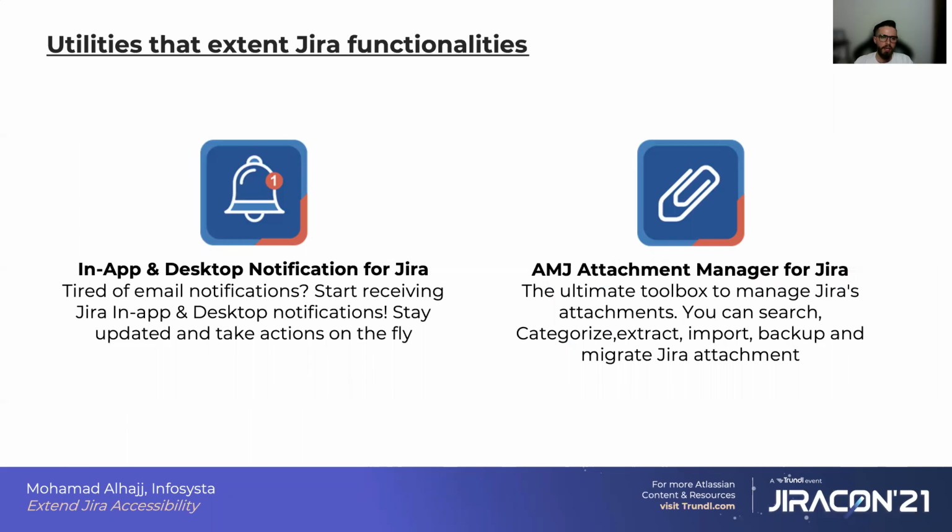Now, the fourth topic is utilities that extend Jira functionalities. We have in-app and desktop notifications. If you are bombarded with a huge number of emails coming from Jira and you are tired of that, you can start receiving Jira in-app and desktop notifications instead, and you can stay updated and take action on the fly. The other product is AMJ, Attachment Manager for Jira. It is the ultimate toolbox to manage Jira's attachments.